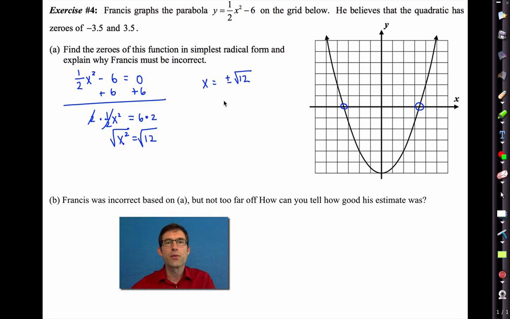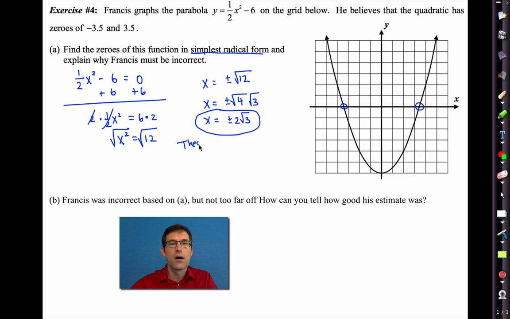Now, there's nothing particularly wrong about that, but because 12 is not a perfect square, this must be an irrational number. Now, it says put it in simplest radical form, so we'll break that up into the square root of 4 times the square root of 3, and that will give us plus or minus 2 root 3. So here are my two zeros. Now, why is Francis incorrect? I mean, why isn't that the same as negative 3.5 and 3.5?